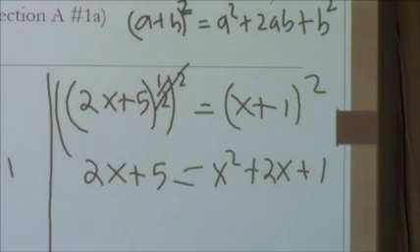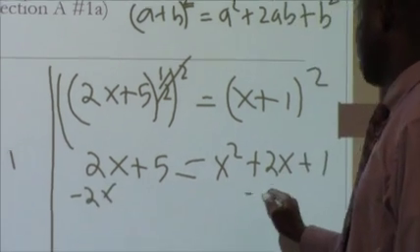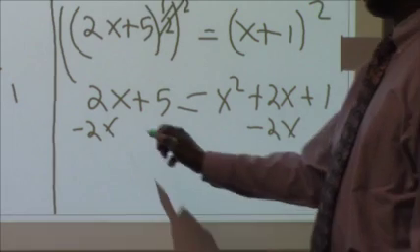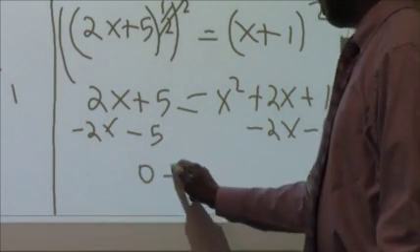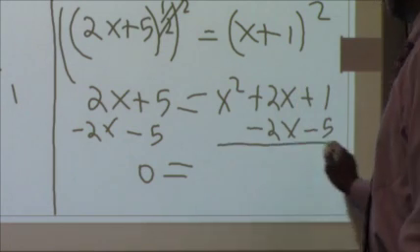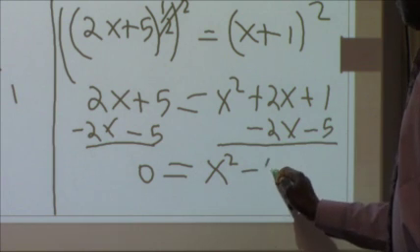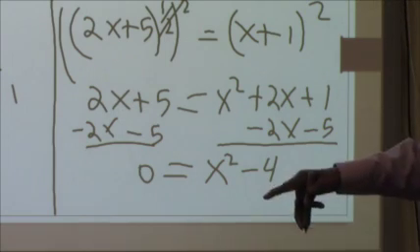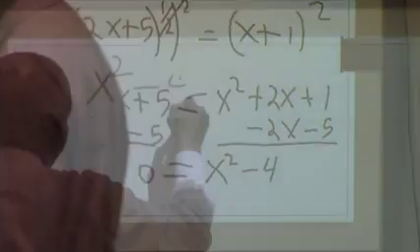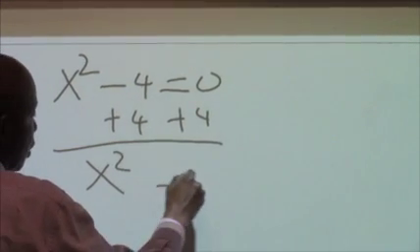And then I have to move everything to one side, use the zero product property and solve. So I have minus 2x from here, minus 2x from there, and I'll minus 5 from here, and I'll minus 5 from here. So I have 0 equals, this is going to be 0. I have x squared. 1 minus 5 is negative 4. I can either solve this by factoring, or I can move the 4 to the other side and take the square root. Equals 0. I can add 4, add 4. I have x squared equals 4.